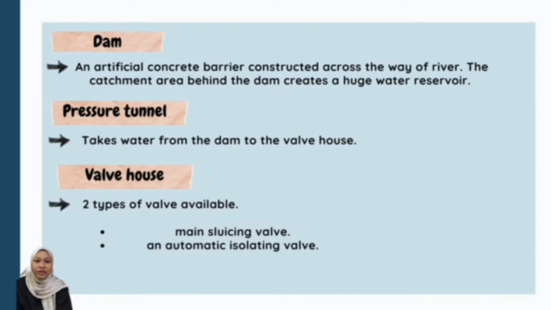In the valve house, there are two types of valve available. The first one is the main sluicing valves and the second one is automatic isolating valves. The sluicing valves control the water flowing to the downstream, and automatic isolating valves stop the water flow when the electrical load is suddenly turned off from the plant. Automatic isolating valves are a protecting valve and do not play any direct role in controlling the flow of water to the turbine. They only operate during an emergency to protect the system from bursting.